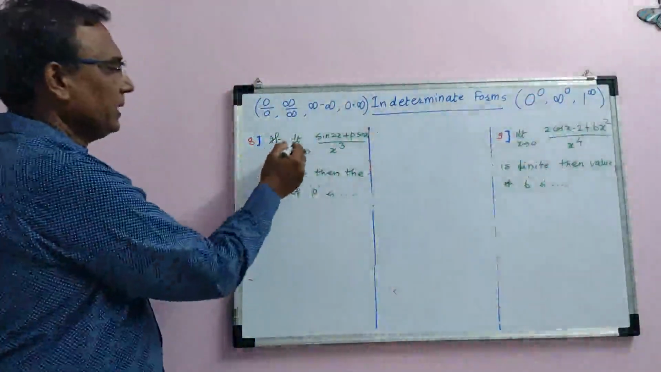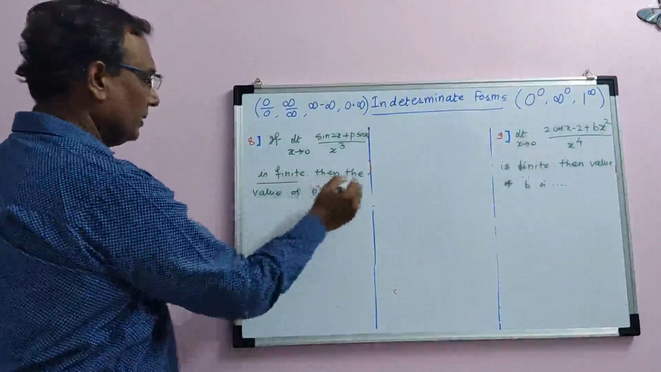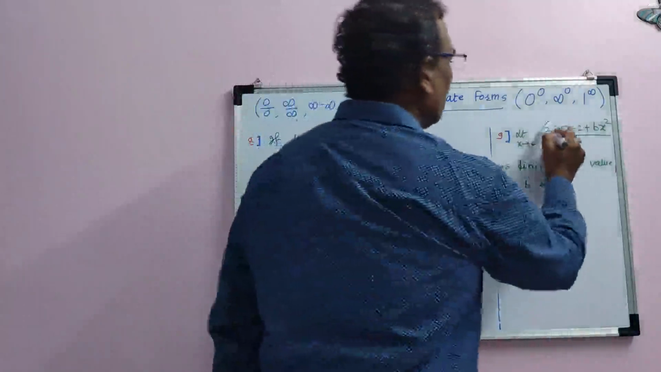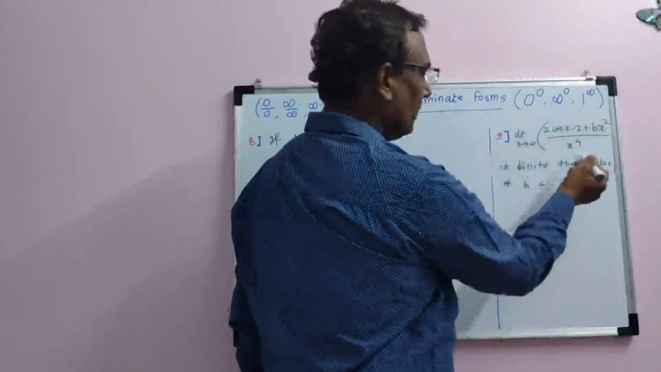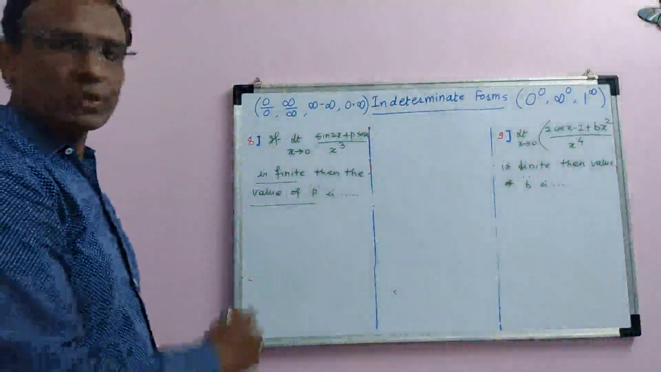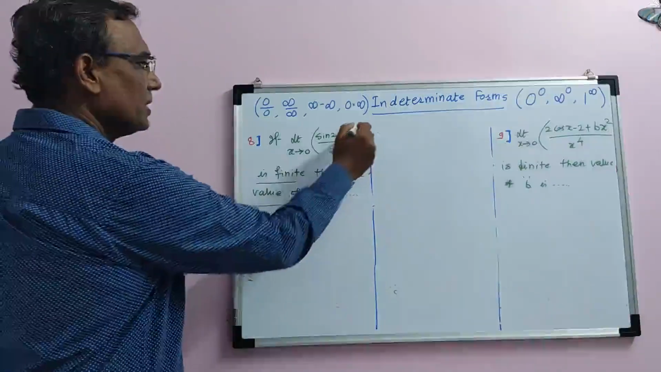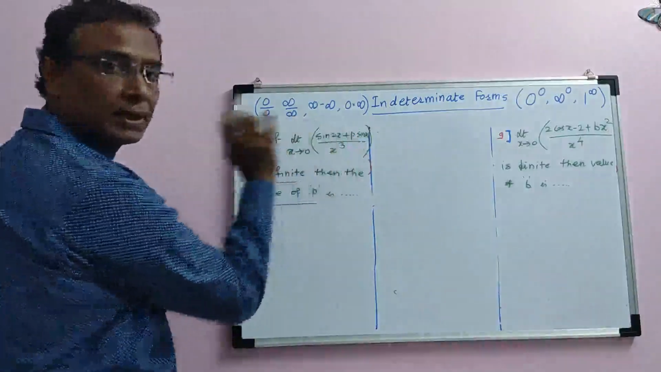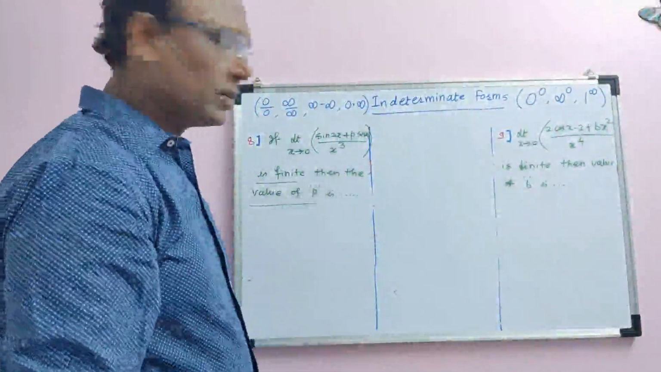If limit x tends to 0, (sin 2x plus p sin x) by x cube is finite, then the value of p is required to be found. The similar kind of problem: if limit x tends to 0, (2 cos x minus 2 plus b x square) by x to the power 4 is finite, then the value of b is required to be found. The options I have not written. See, here the limit of this function is finite. Limit is not required to be found. Only the value of p, this parameter, we have to find. Here the value of b we have to find. The limit is finite, that statement is there.